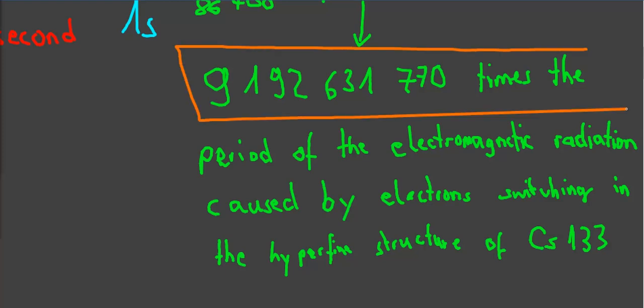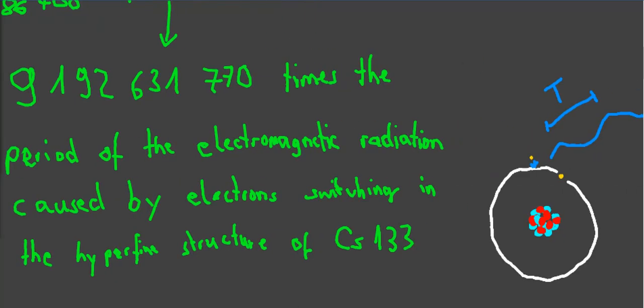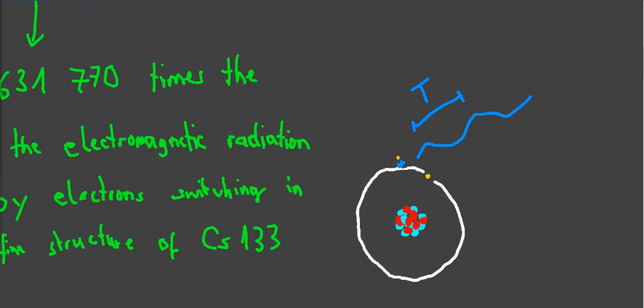Okay, the next one. This is the formal definition of the second, and it's a bit complicated. It's 9,192,631,770 times the period of the electromagnetic radiation caused by electrons switching the hyperfine structure of cesium-133. So what do I mean by that? That's quite a difficult definition.